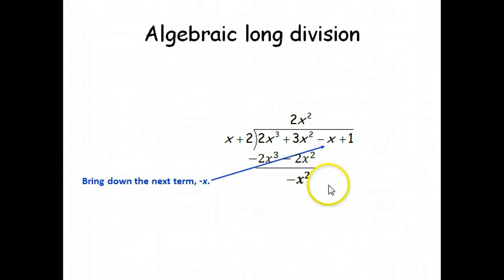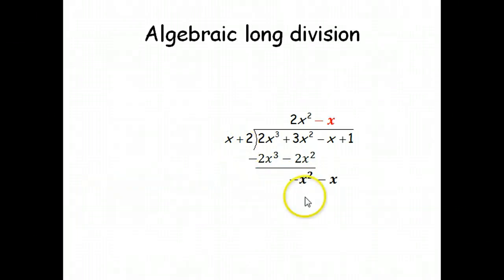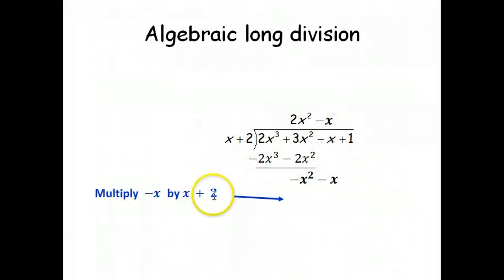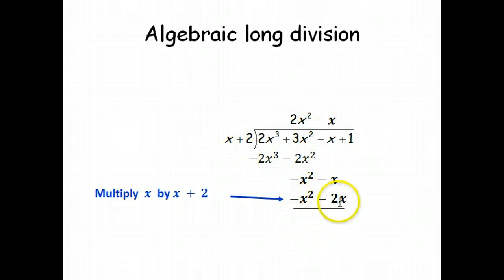Okay, I bring that term all the way down. So now I have to look at this one, and I see how many times x goes into negative 5x squared. x goes into negative 5x squared negative 5x times. I write that right on top here. And again, I continue the process. I have the same process all over again. I'm going to multiply negative 5x by my x plus 2, and I'll rewrite it down here. So negative 5x times x gives me negative 5x squared. Negative 5x times 2 gives me negative 10x.